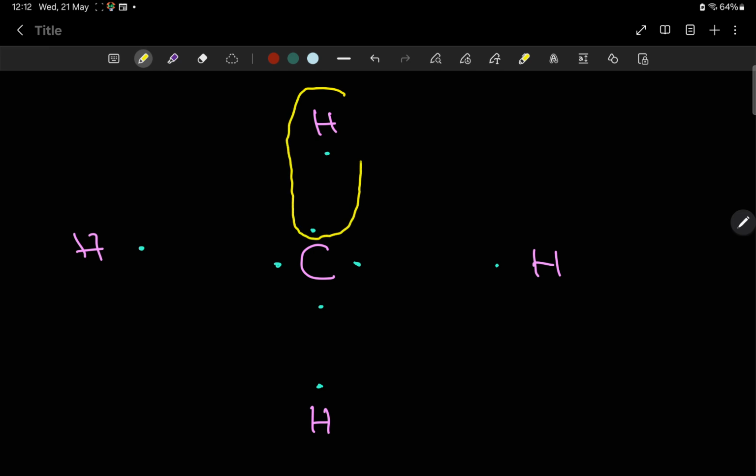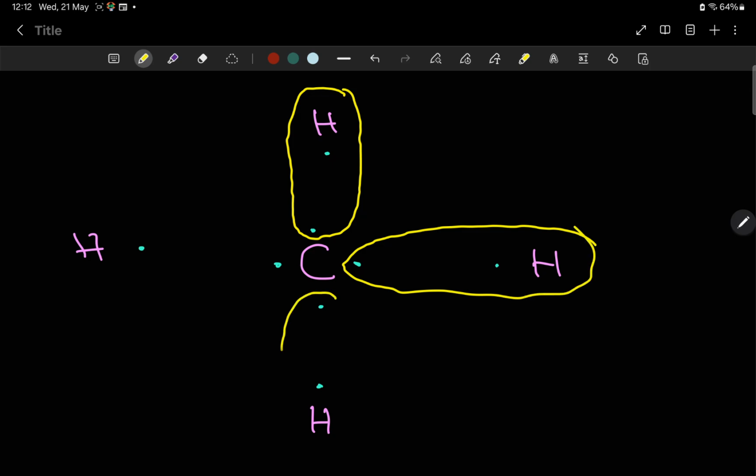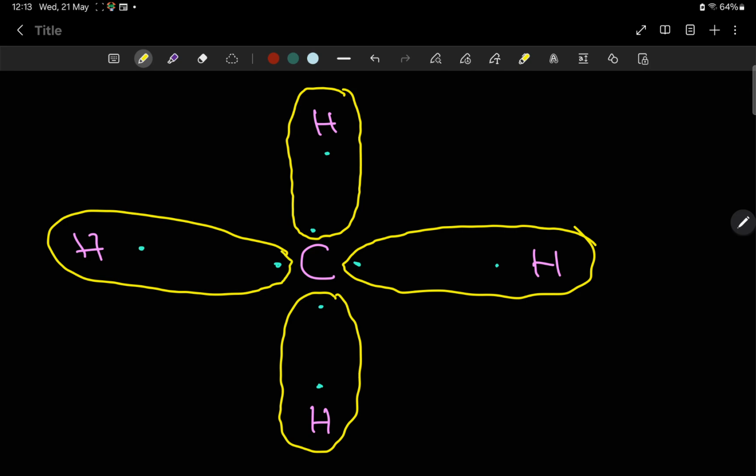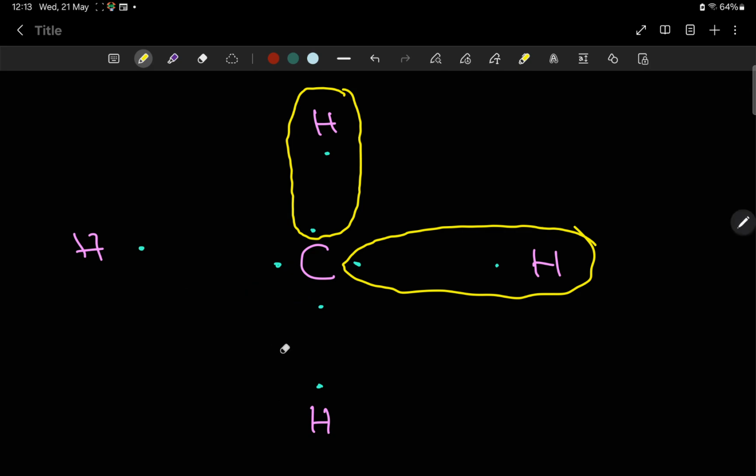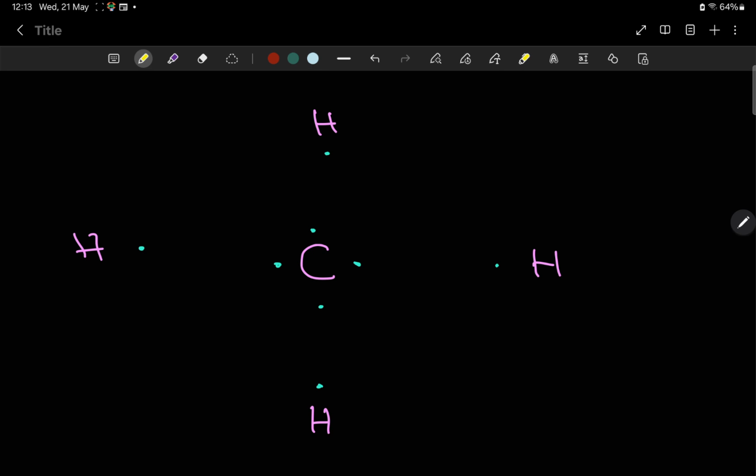Carbon shares this electron with hydrogen and this electron with hydrogen. It has 4 hydrogen atoms, right? So the hydrogen has attained its duplet configuration. Now let's see for carbon. Each hydrogen atom shares 1 electron with the carbon atom, which means carbon has 1, 2, 3, 4 electrons already. It needs 4 more electrons to attain its octet configuration.